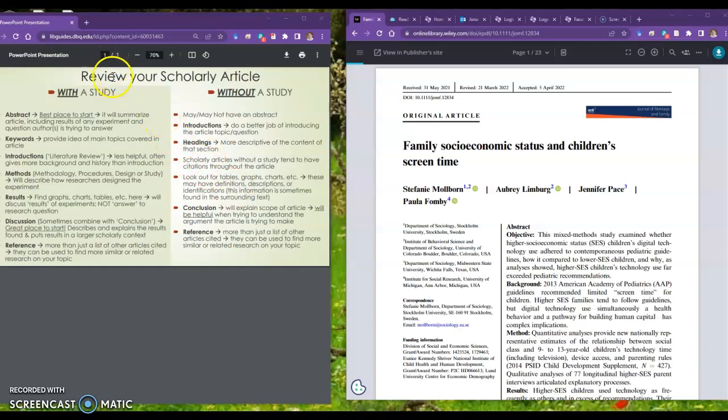And then remember, we're going to review. This is another chart you can use that we looked at before, a little different way. So just review your scholarly article. Remember, it's with a study or without a study. And there might be some different terms for what you do. On the right-hand side here is an article I found. I'm doing a topic of children's screen time, and I'm looking at the family socioeconomic status.